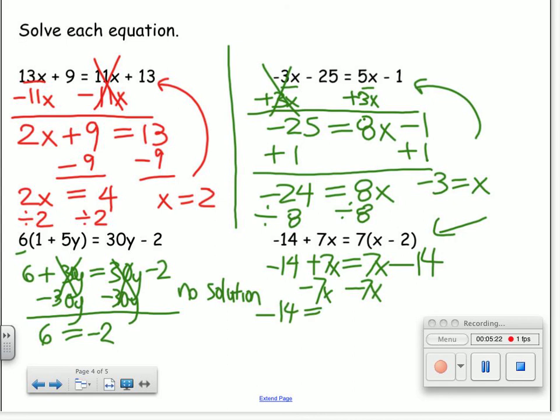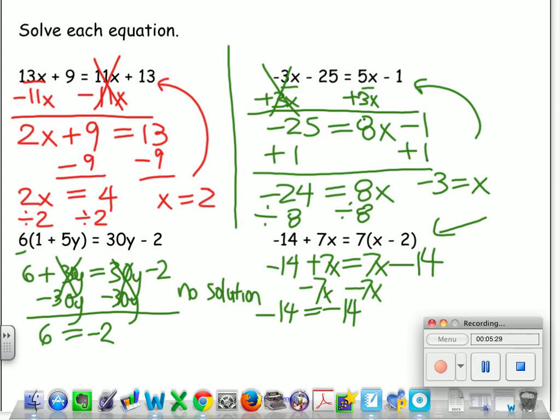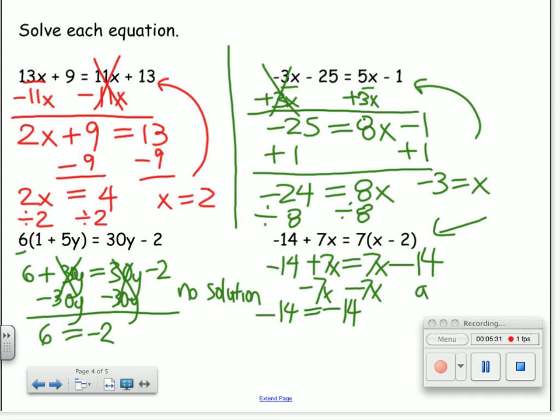In this case here, all numbers are a solution. So everything works. Every value of x works for that, no matter what value you choose.